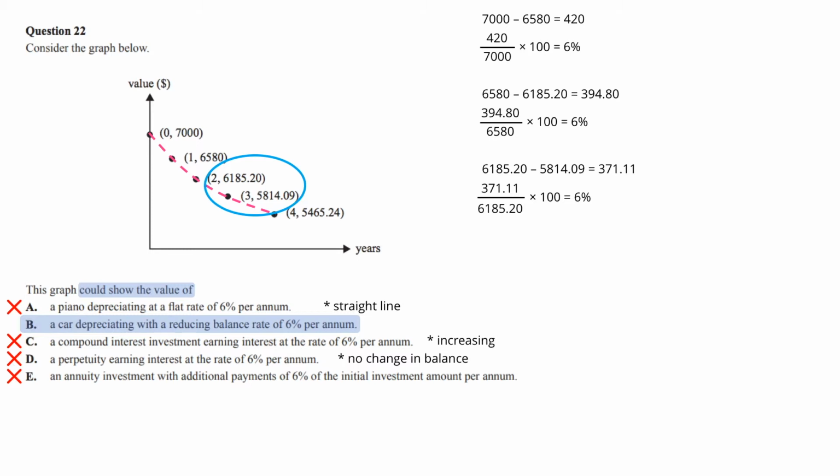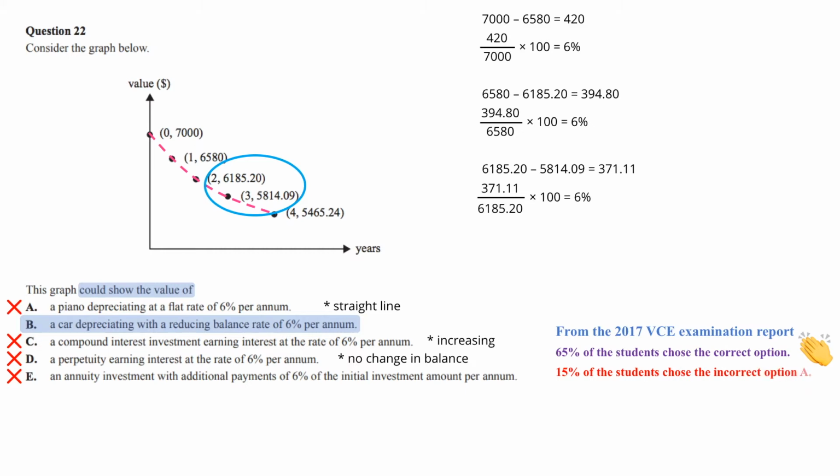From the 2017 VCAA examination report, 65% of the students chose the correct option, with 15% of students choosing the incorrect option A.